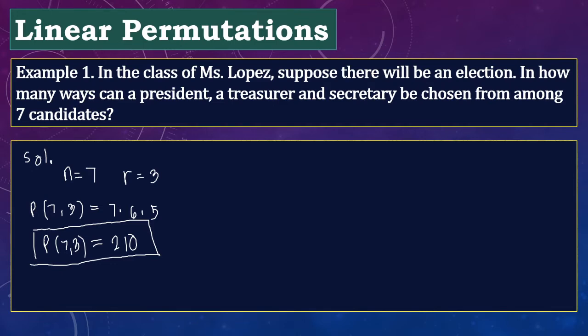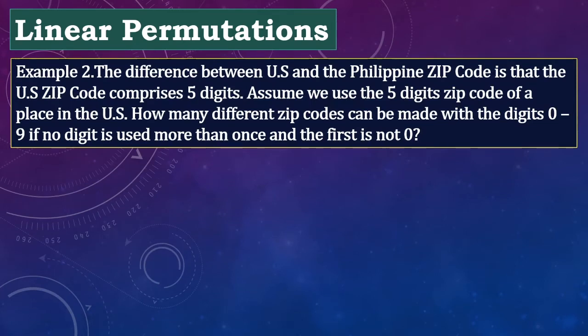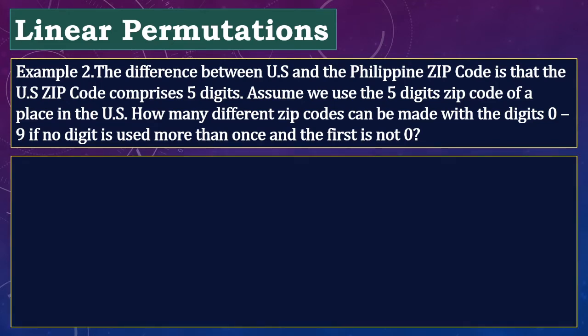Now let's proceed to example number 2. The difference between US and the Philippine zip code is that the US zip code comprises 5 digits. Assume we use the 5-digit zip code of a place in the US. How many different zip codes can be made with the digits 0 to 9 if no digit is used more than once and the first is not 0? Okay, so here's our solution for example number 2.